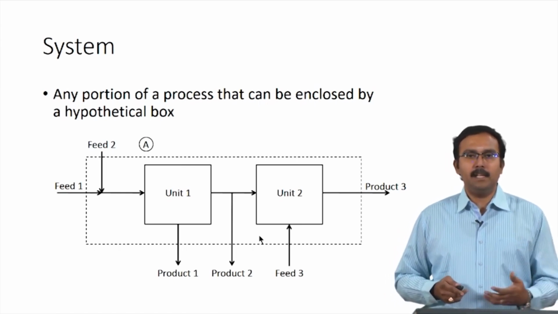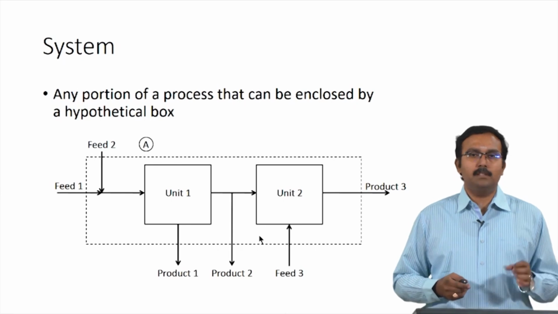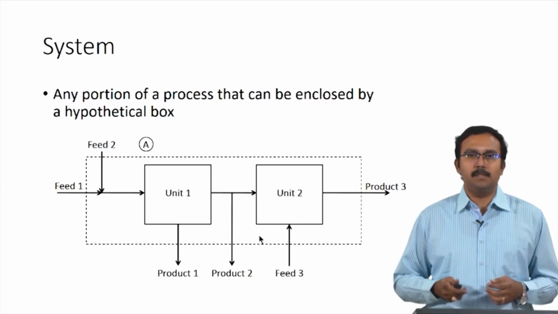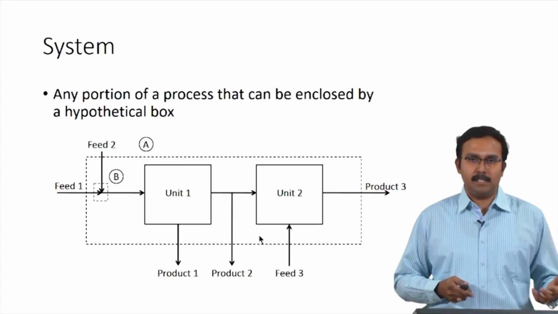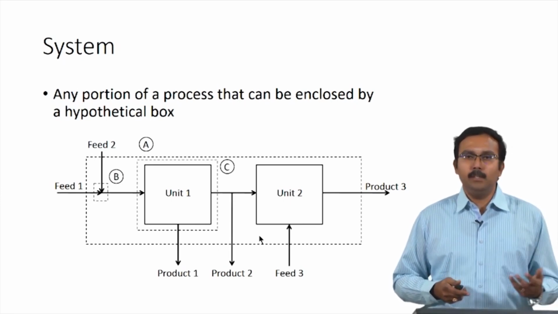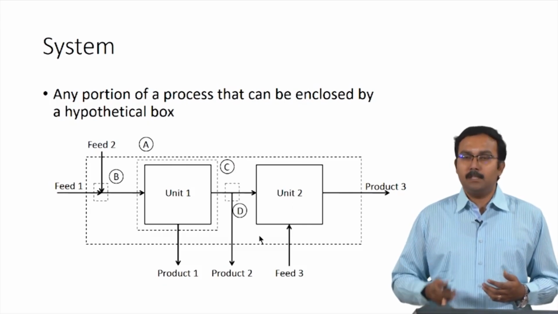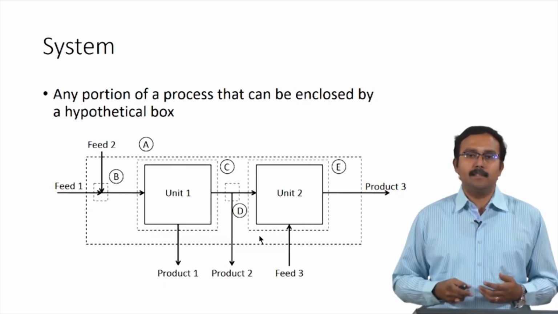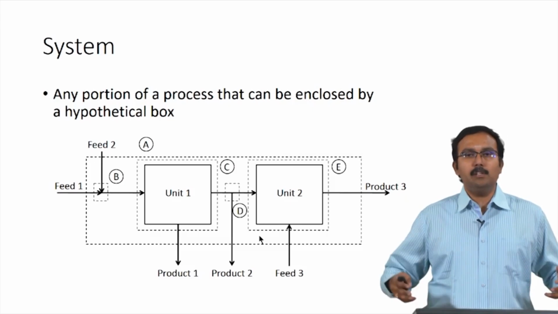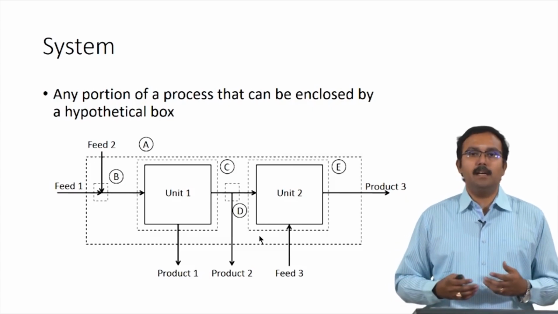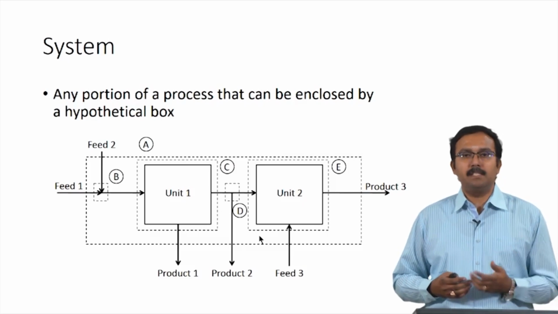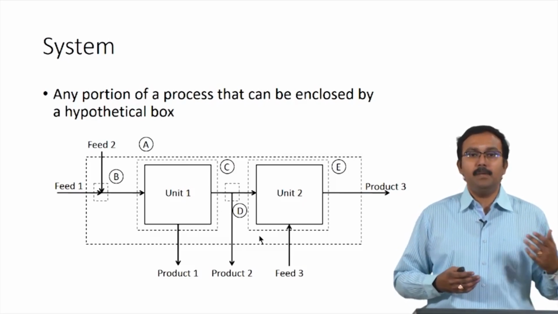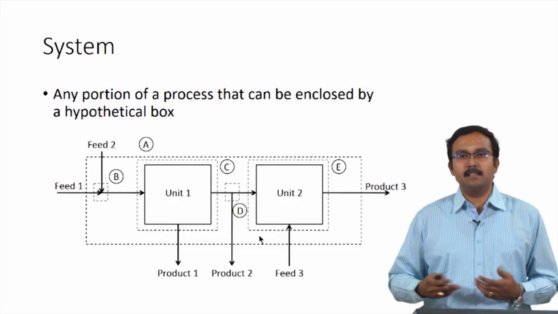Instead of drawing something like this, you can also draw boxes which cover the individual systems. For example, you could have only this mixing point as the system, or only unit 1 as a system, or the splitter as a system, or unit 2 as a system. In addition to this, you can also draw combinations of these as systems. You could have B plus C as a system, or C plus D as a system, or you can have B plus C plus D as a system, and so on.